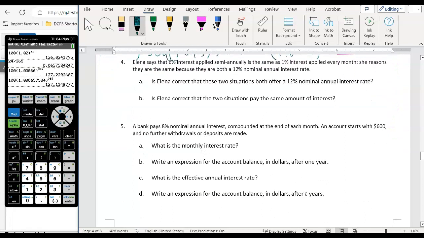All right, number 4 says that Elena has 6% interest applied semi-annually, 2 times a year, and it is the same as 1% interest applied every month. She reasons that they are the same because they are both a 12% nominal annual interest rate. Is Elena correct that these two situations both offer a 12% nominal annual interest rate? So yes, that is the definition.